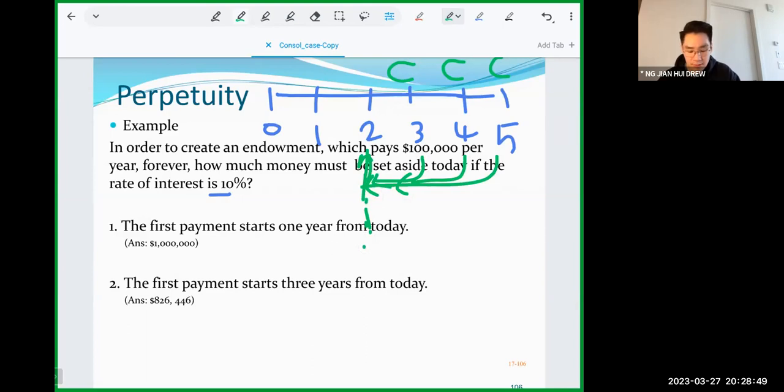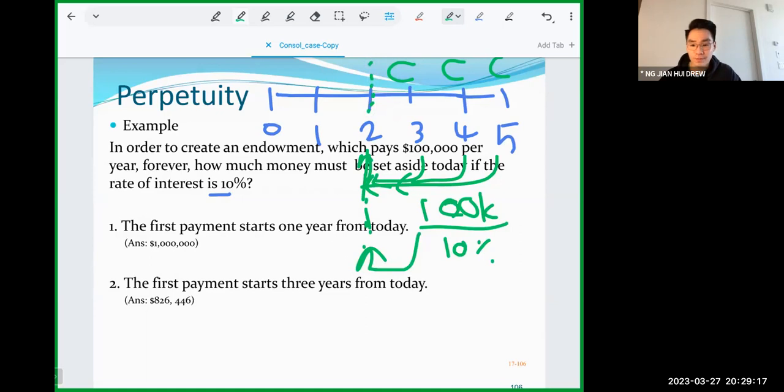We just take C, or let's just put 100K, divided by 10%. But this 100K divided by 10% is at year 2, right? Because remember, the perpetuity formula considers the C 1 year from today. So imagine now year 2 is today. So this today is the reference point. And so all your C is being discounted back to the present value at year 2.